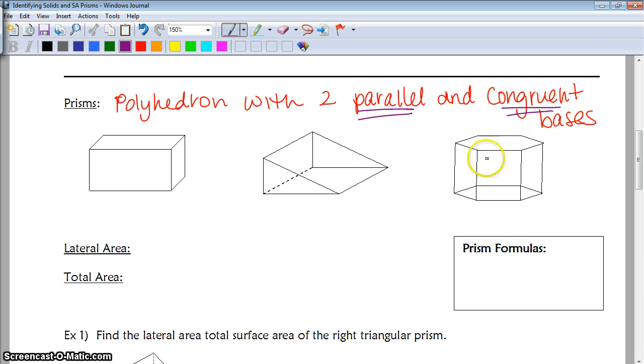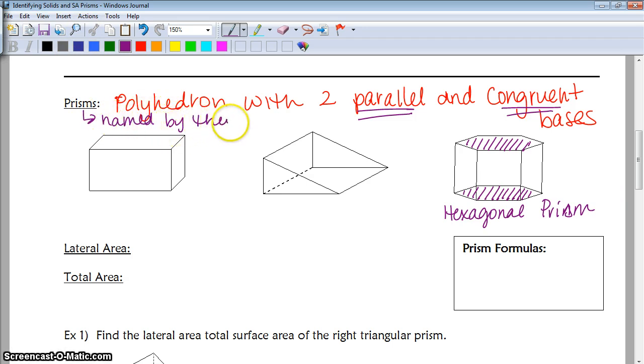So for example, let's go ahead and look at the hexagonal prism on the right here. Do you notice how what I'm shading in or kind of coloring in purple here is a hexagon? And it has a parallel congruent version of itself and an identical version right below it. So they are parallel and they are congruent. They're the same shape, same size. This is what we call a hexagonal prism, because we name prisms by their bases.